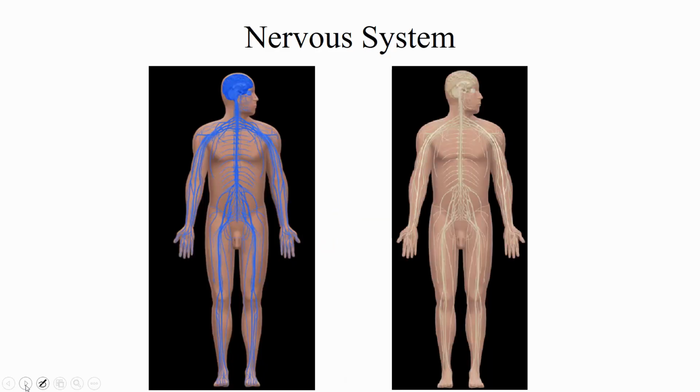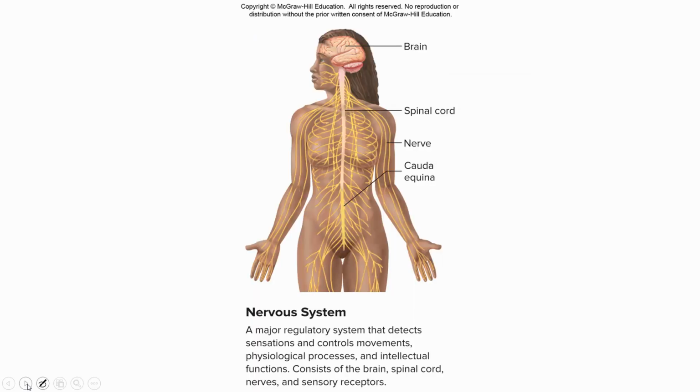The nervous system is going to be brain, spinal cord, nerves, and sensory receptors. The job of the nervous system is basically to detect changes in the external or internal environment and then coordinate a response to them. In humans, it's also responsible for intellectual function.